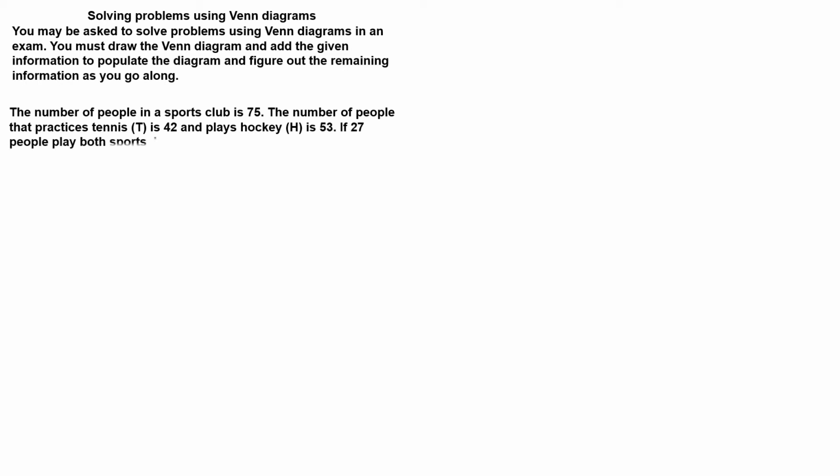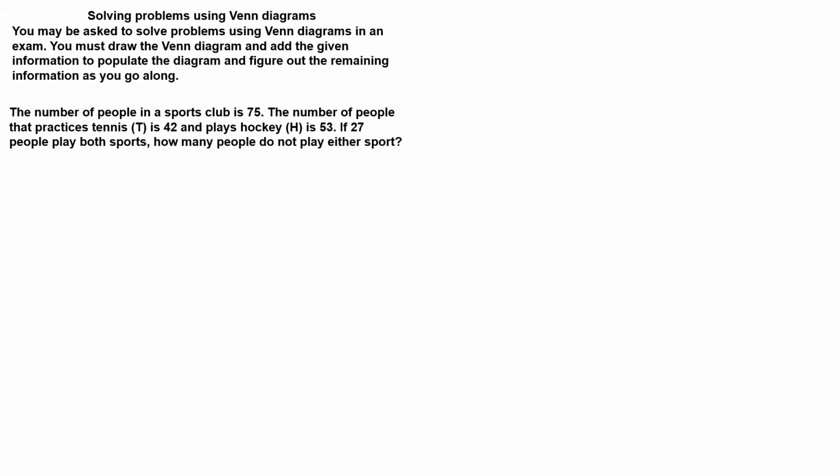The number of people in a sports club is 75. The number of people that practice tennis is 42 and plays hockey is 53. If 27 people play both sports, how many people do not play either sport? There are two classifications in this universe: people who play hockey and people who play tennis.